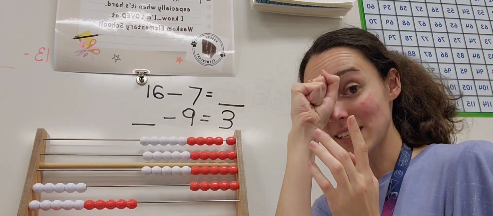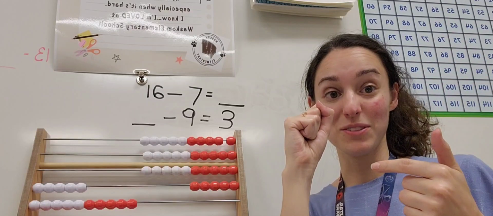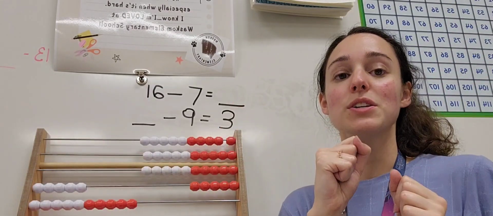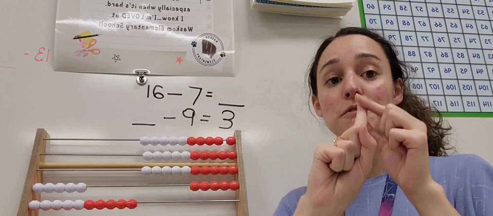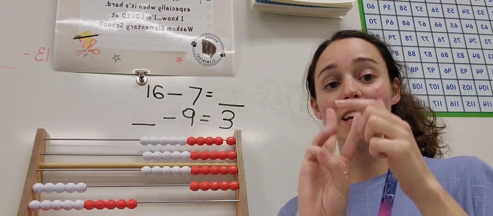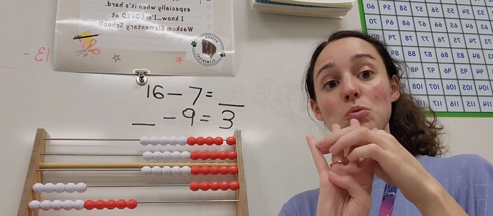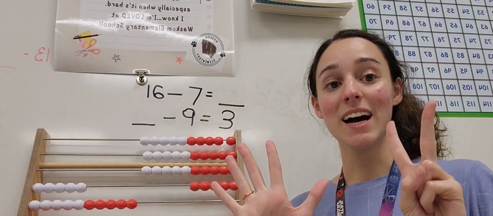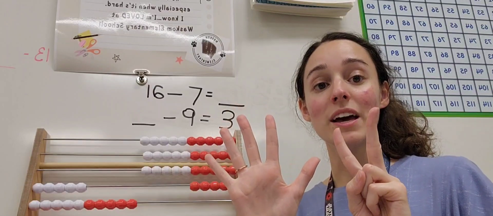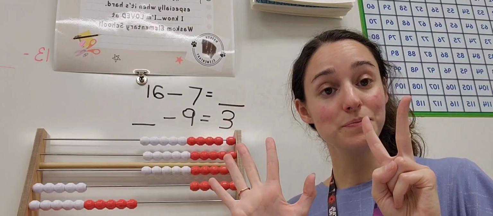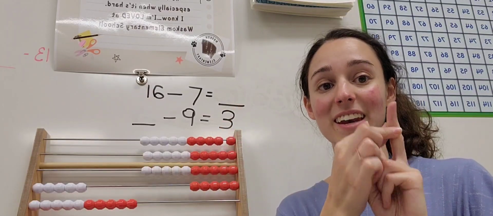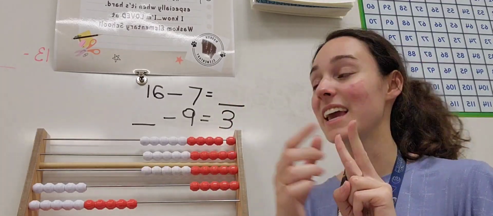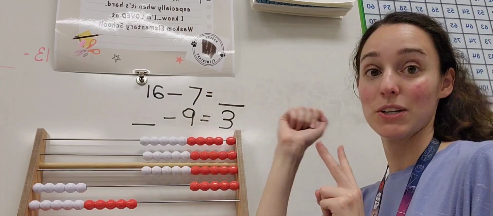So I go 16 and I count down this time because I'm subtracting. I'm getting lower. So I have 16, 15, 14, 13, 12, 11, 10, 9. So I know that I've taken away 7 and I landed on that 9. The 7 is how many fingers, but the 9 is the answer I'm looking for here.